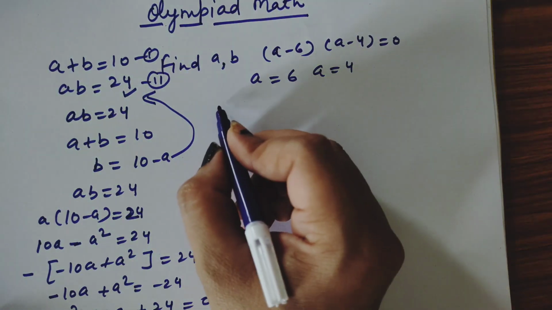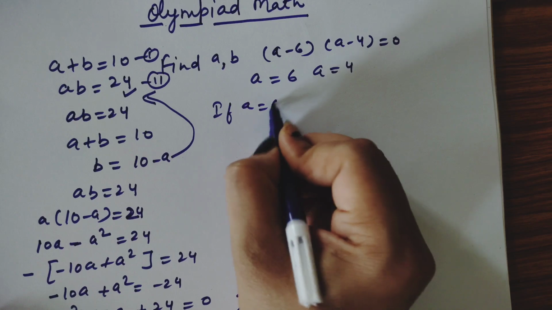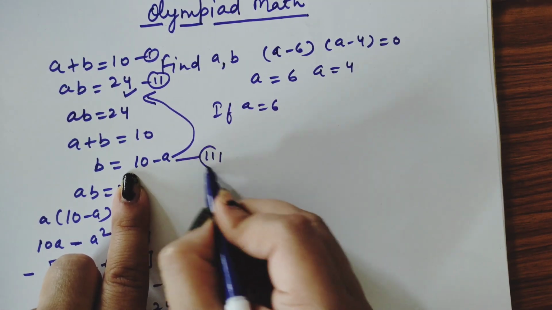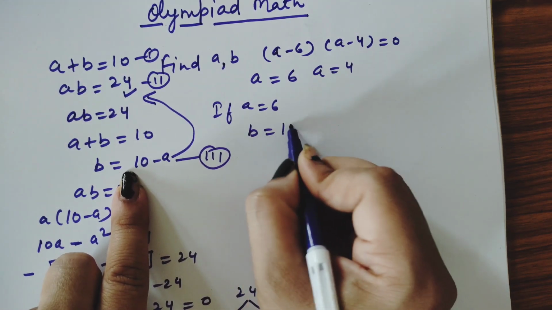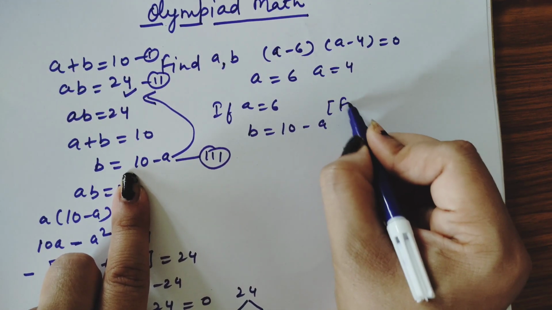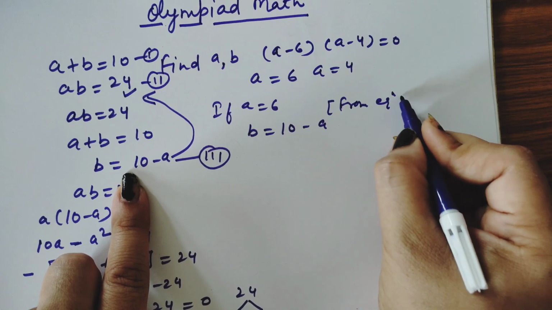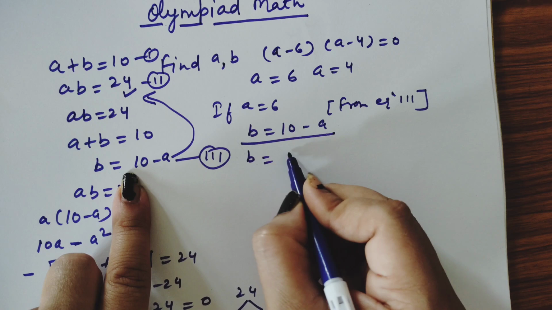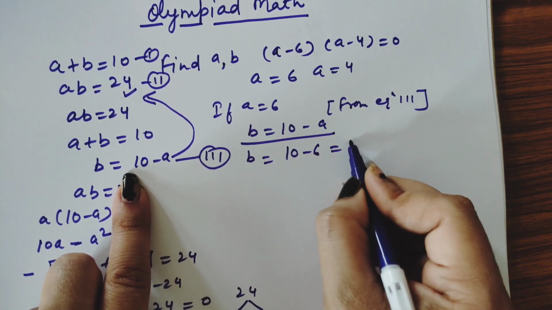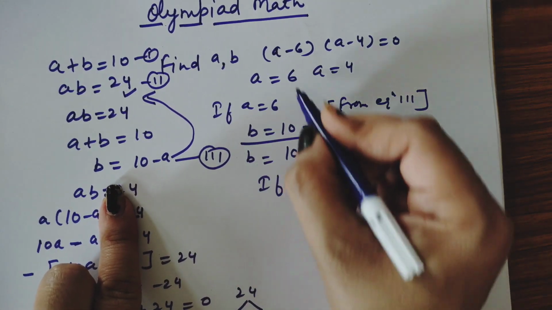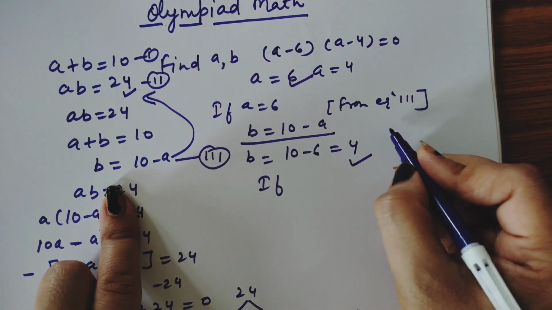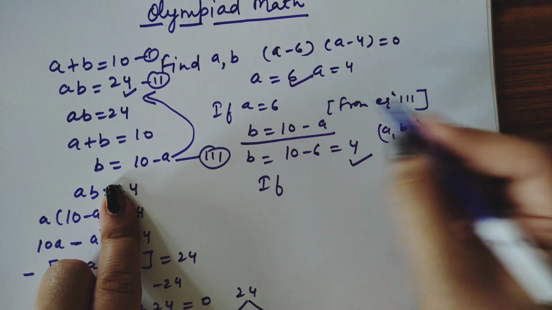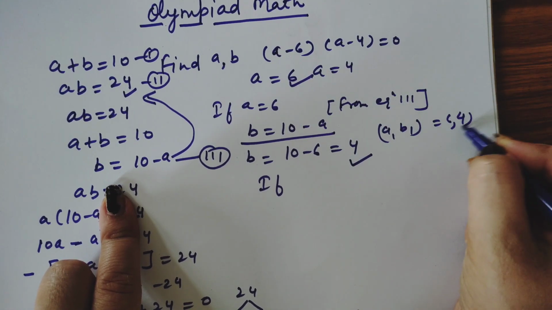So how to find the b value? We know b equals 10 minus a, and this is equation number 3. Put the value of a and you'll get the value of b: 10 minus 6, which is equal to 4. So if a equals 6, then b is 4. We will write this as a1 and b1: if a is 6, then b is 4.